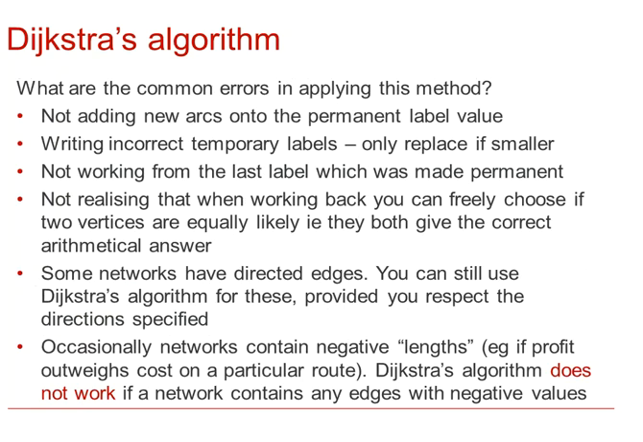Common errors applying this method are not adding new arcs onto the permanent label value, writing incorrect temporary labels or replacing them with larger ones by mistake, not working from the last label that was made permanent, not realizing that when working back you can freely choose if two vertices are equally likely, i.e. they both give the correct arithmetical answer in terms of working out the route.